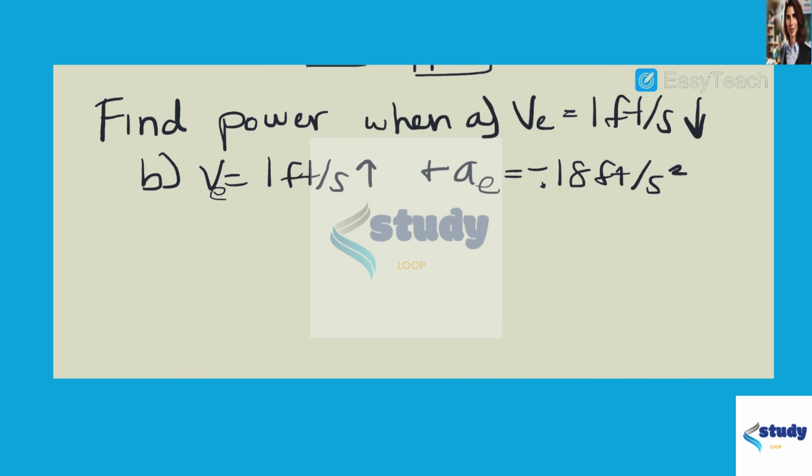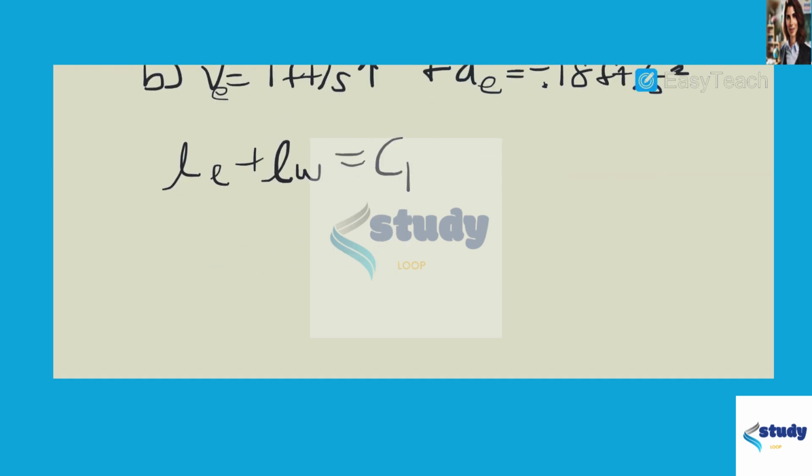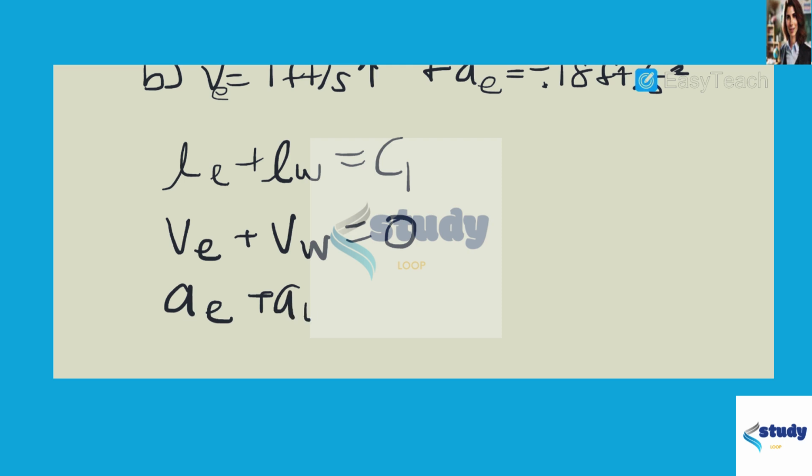So we're going to say that LE plus LW is equal to C1, and what this basically means is that the length of that cable does not change. We take the derivative of both sides and say that VE plus VW is equal to 0. Then we take the derivative again and say the acceleration of E plus the acceleration of W is equal to 0. What this says is that AE is equal to negative AW.